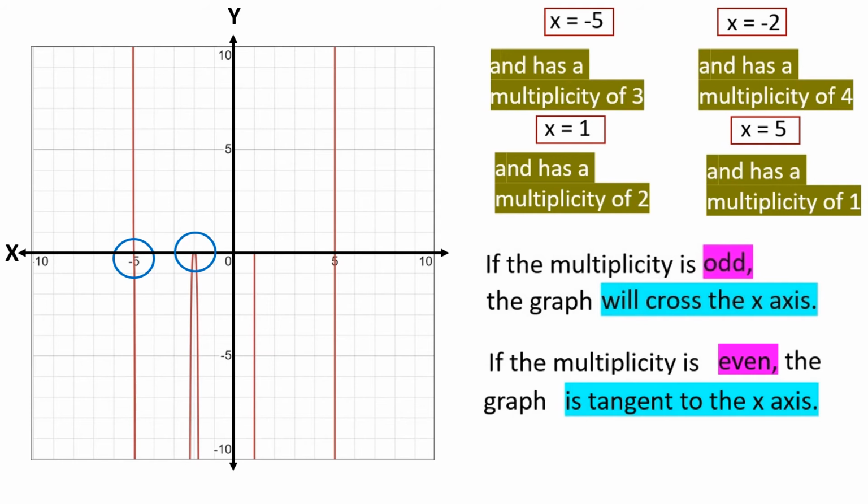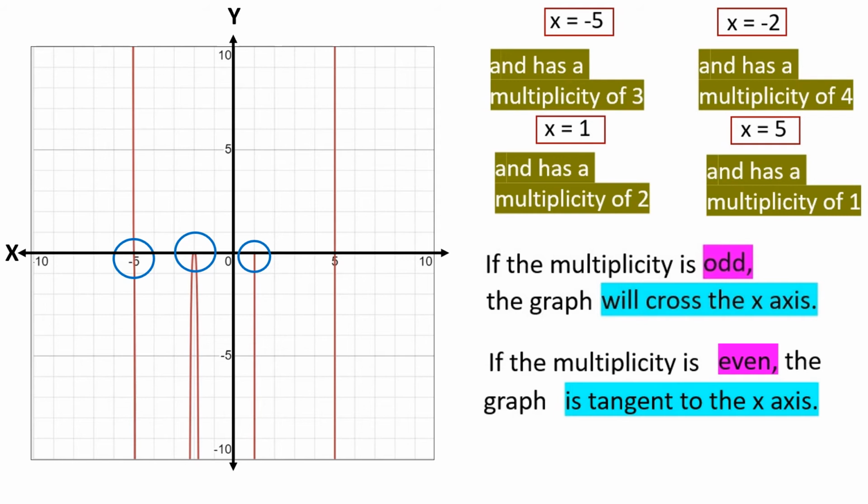So, if x is equals to 1, ilan ang multiplicity? It has a multiplicity of 2. 2 is an even number. So, ibig sabihin, hindi siya lalagpas sa x-axis. It will not cross the x-axis kasi even number yung multiplicity niya. So, tangent lang siya sa x-axis.